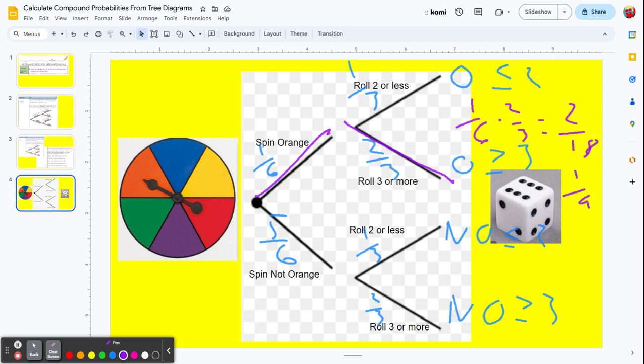Sorry about my handwriting here on the screen. All right, let's say they said, what's the probability you don't spin orange and it's 2 or less? Well, then you go this branch, and then 2 or less. So then that's going to be 5/6 multiplied by 1/3, which gives you 5/18. So the probability would be 5/18 to get not orange and 2 or less.